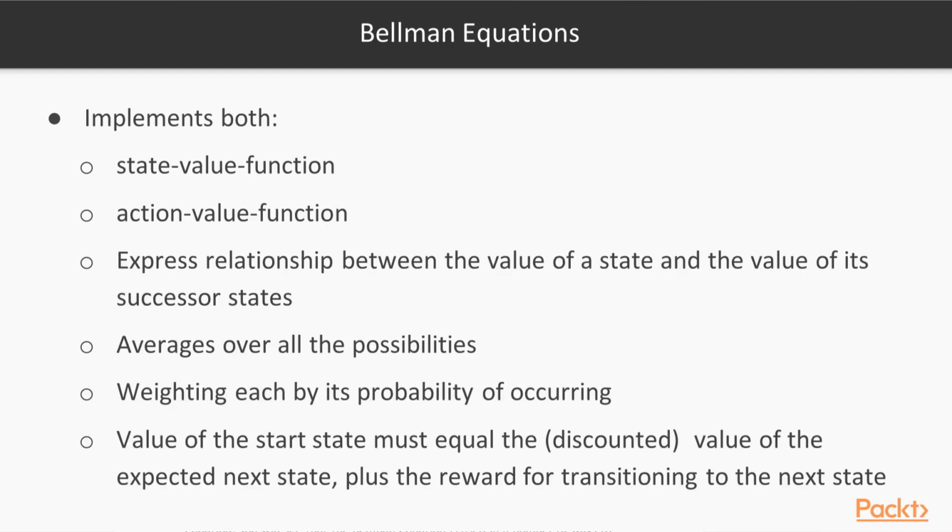The Bellman equation expresses the relationship between the value of a state and the values of its successor states. The Bellman equation averages over all the possibilities, weighting each by its probability of occurring. It states that the value of the start state must equal the discounted value of the expected next state, plus the reward expected along the way. The value function is the unique solution to the Bellman equation. The Bellman equation forms the basis of a number of ways to compute, approximate, and learn the value function.